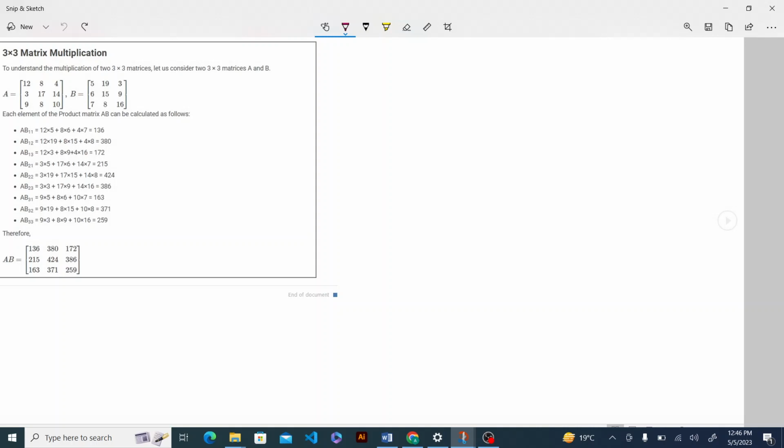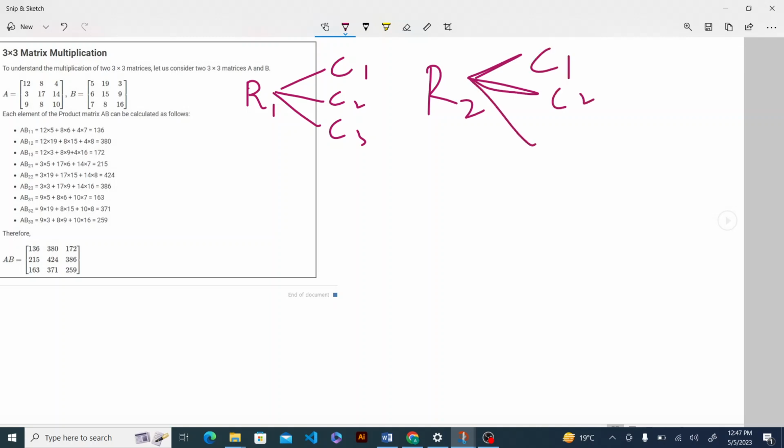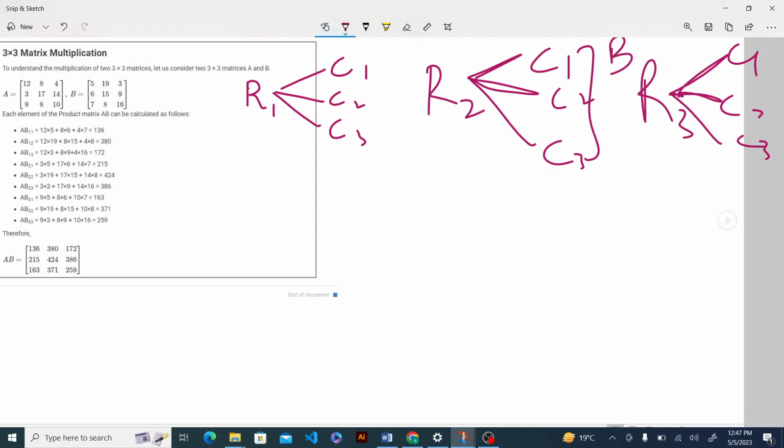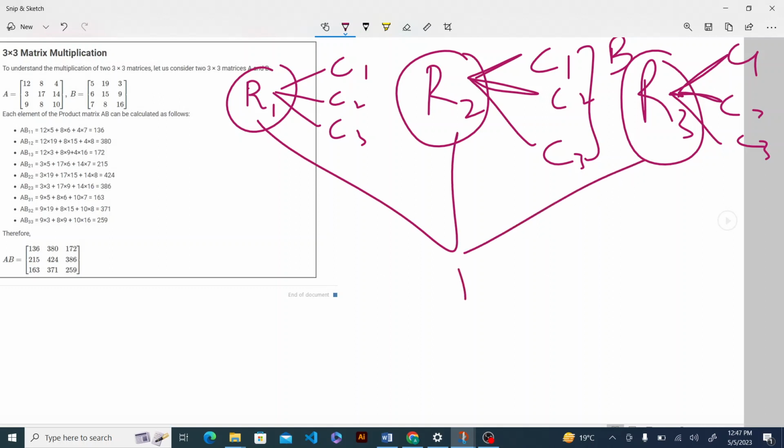So the rule is the same: firstly, the first row of A will be multiplied to all three columns of B, C1, C2, C3, and then the second row of A will be multiplied to all the columns C1, C2, C3. Then the third row of A will be multiplied to all three columns C1, C2, C3. Columns of B and rows of A.